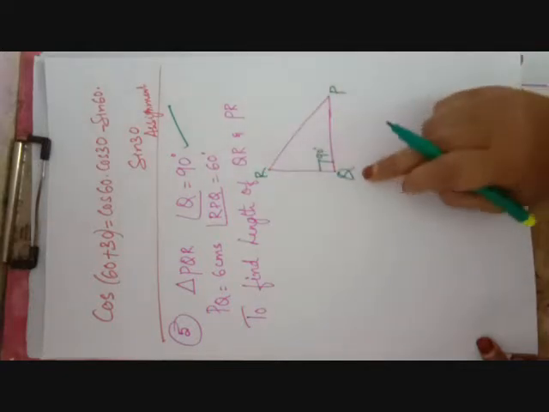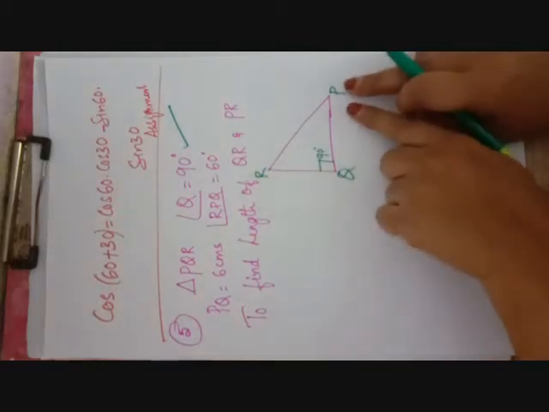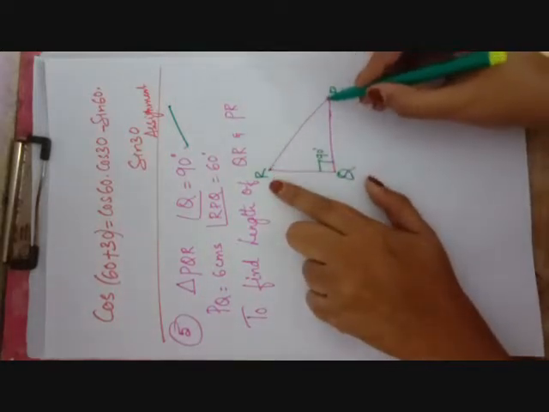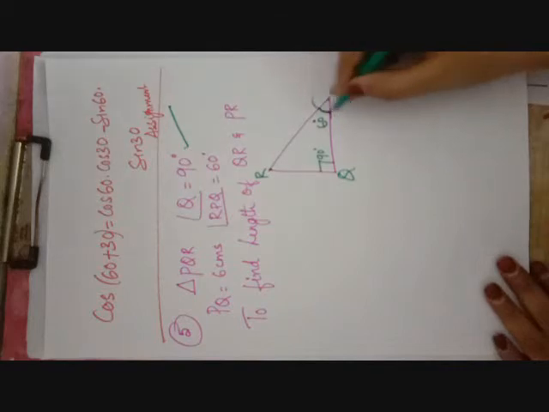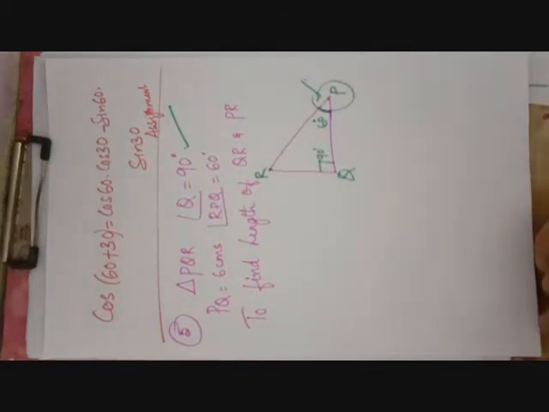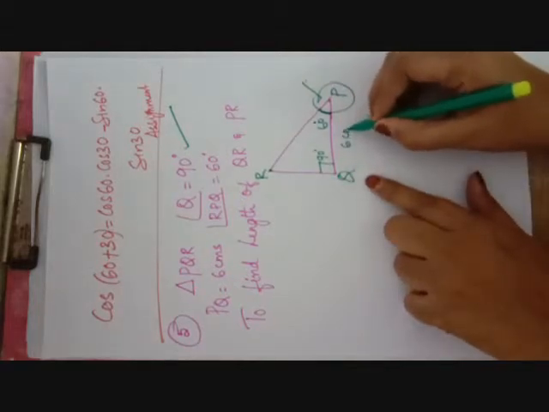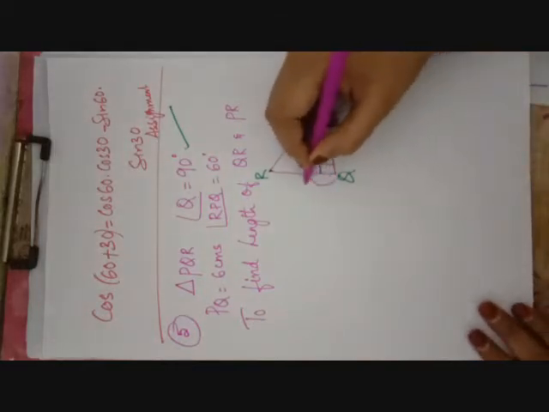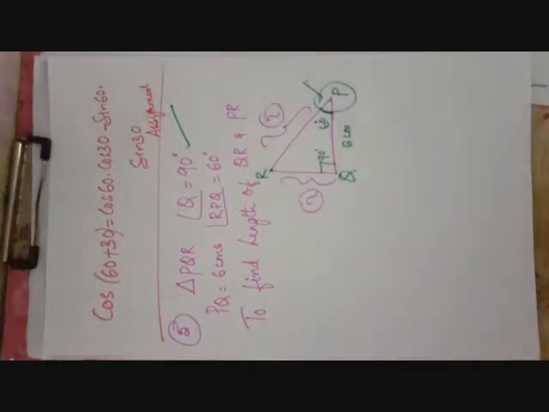PQR is a right angle triangle, right angle at Q. What else is given? RPQ. Again, see how I am showing it. RPQ, that is angle P is how much? 60 degrees. This is also given. Angle P is 60 degrees. PQ is how much? PQ is 6 centimeter. This is also given. We have to find QR. We have to find this length and this length. We have to find both.